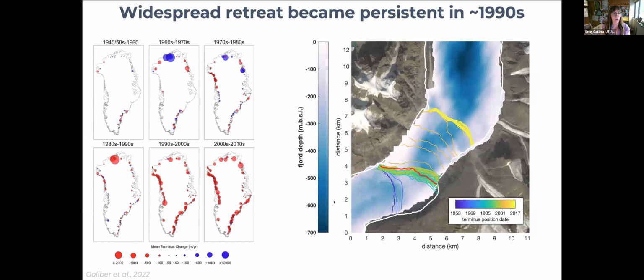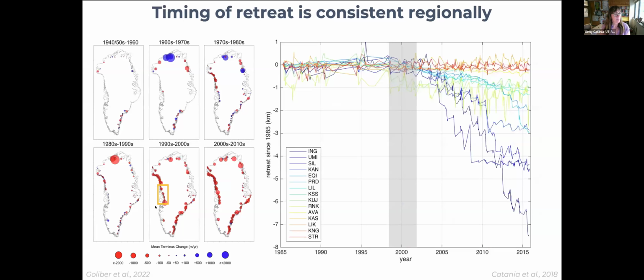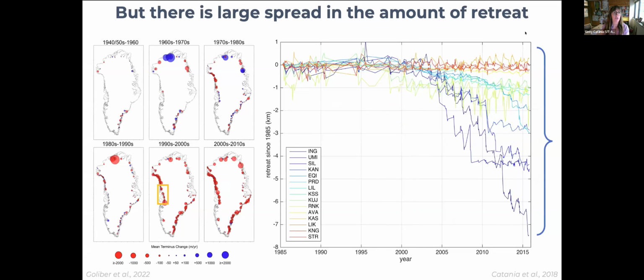And this is just an example of one glacier experiencing retreat. We also know if we look at just a subset of these glaciers here, these are some that I've been studying for a while now, that they have a consistent time period in which the retreat began. So for this region, it was around 2000, and that's pretty typical if we look around the ice sheet, that regionally glaciers are beginning their retreat at the same time. But there's a huge spread in the amount of retreat that happens.